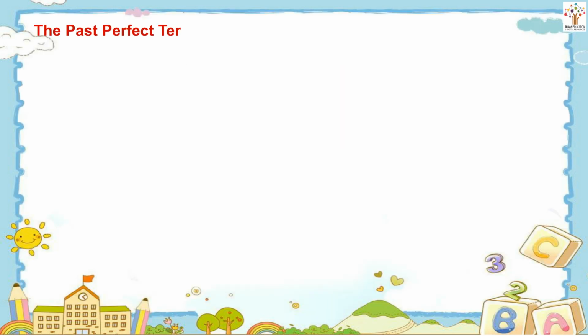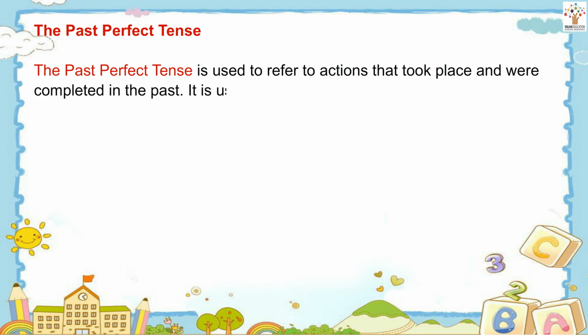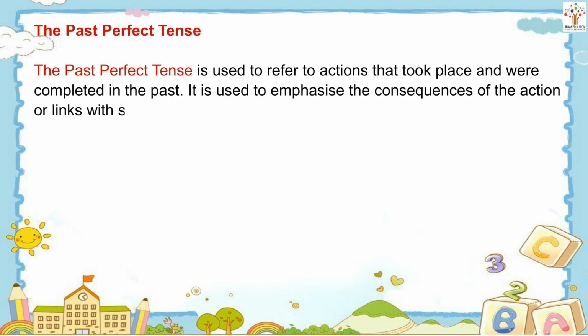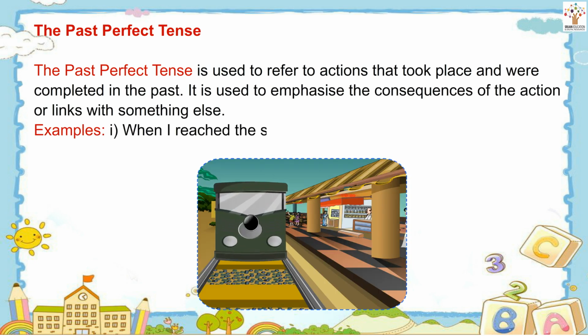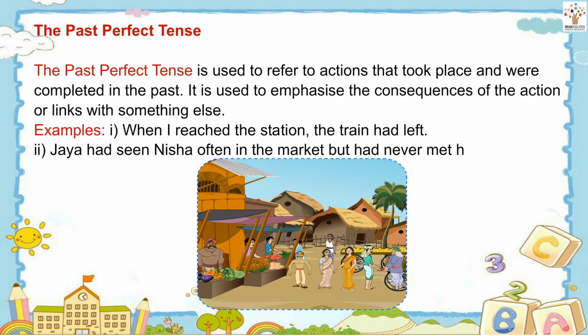The past perfect tense. The past perfect tense is used to refer to actions that took place and were completed in the past. It is used to emphasize the consequences of the action or links with something else. Examples. When I reached the station, the train had left. Jaya had seen Nisha often in the market but had never met her.